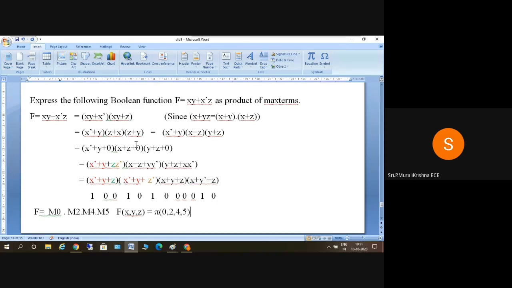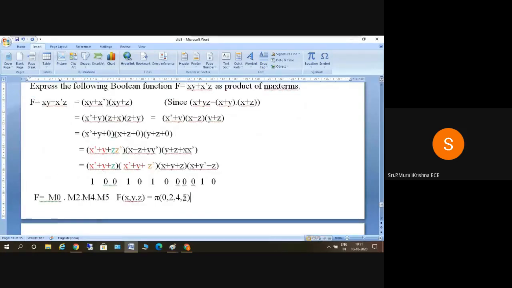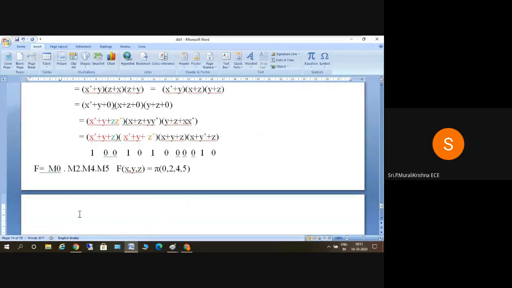The main intention here is to convert them into canonical forms, where in canonical form each and every product or each and every sum will have each and every literal in normal form or the complement form. Okay, clear? Yes, sir.